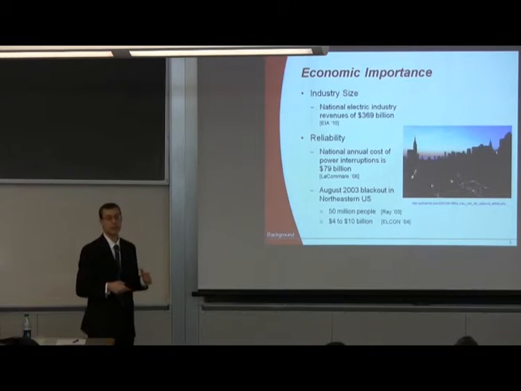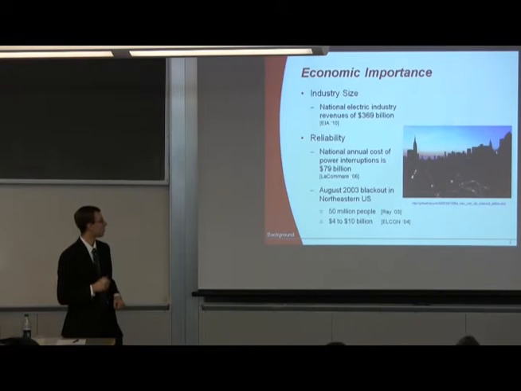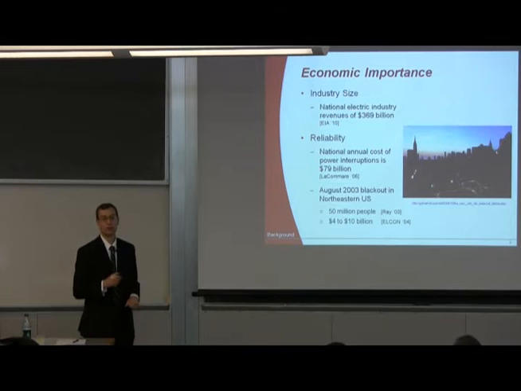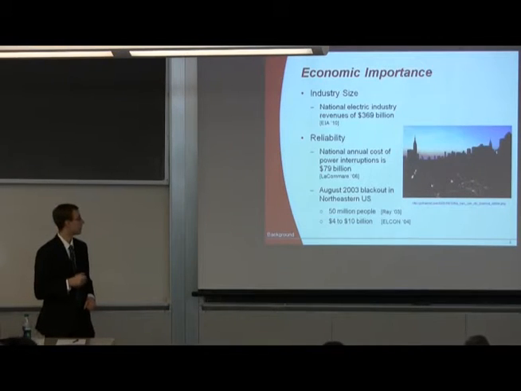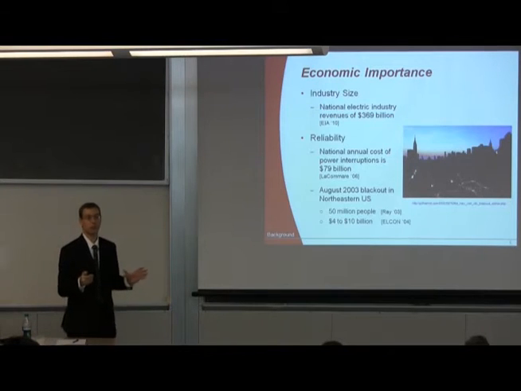And we can see the incidence of some large-scale blackouts. So here is the skyline of New York City in August 2003. No lights are on. That's because the entire Northeast was blacked out then. It affected 50 million people and was estimated to cost between $4 and $10 billion. So these are the sort of things we would really like to avoid.